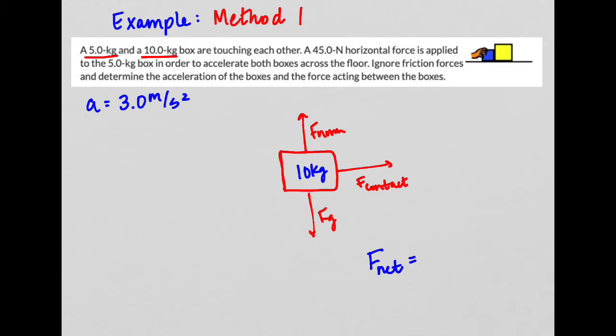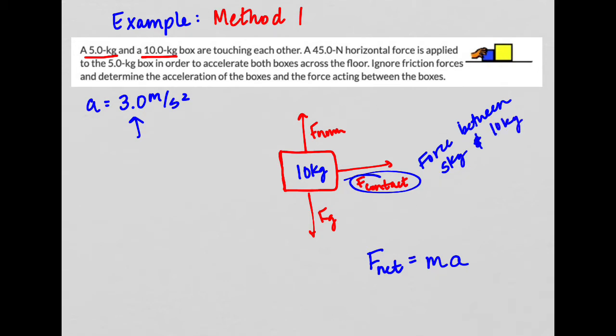But anyway, so what does F net equal? What is an equation that we know for F net, or net force? We know that force or net force equals mass times acceleration. Well, from part 1 of method 1, we determined the acceleration, right? We know acceleration. Do I know the mass of this box? Yes, I do. So I know the two things that I need in order to solve for this net force, or to solve for this contact force, which is the force occurring between the 5 kilogram box and the 10 kilogram box.